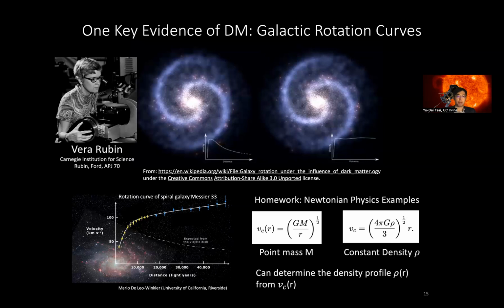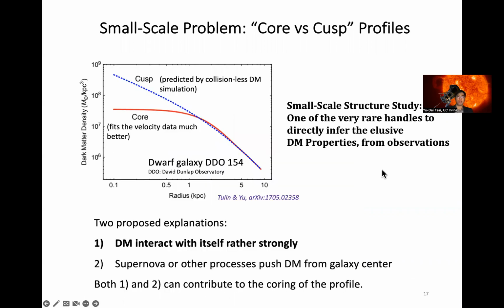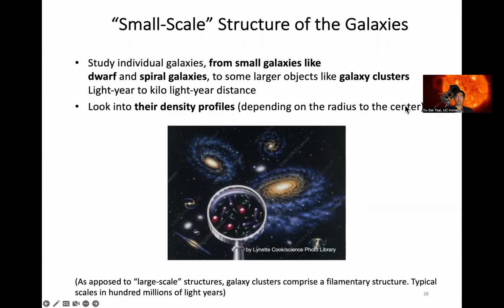But nowadays, people actually look deeper into these galaxies and study something called small-scale structures. Small-scale structures are the study of small galaxies like dwarf galaxies and spiral galaxies. Sometimes they even study clusters, but just one single cluster. And you can look into their density profiles, which depend on the radius to the center.